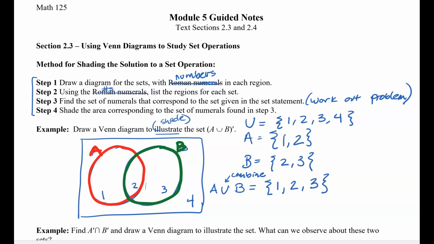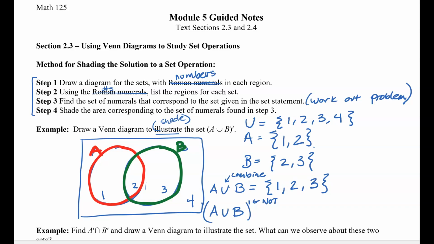Those are the numbers if I combine these together. Neither of them have 4, so that's why I'm not including the 4. Next, I'm going to do A union B complement. Remember, the complement means, think of the word not. So what is not in this set A union B?